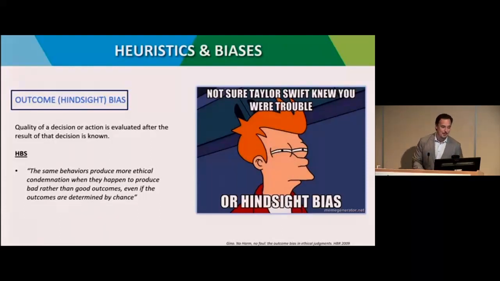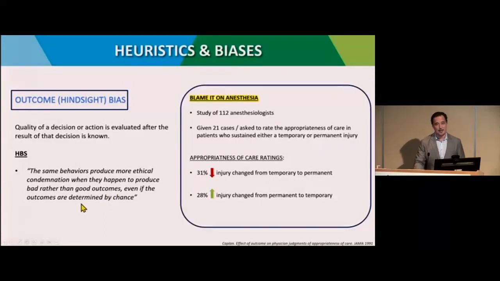It's a difficult question. And so I think that Harvard Business School did a very nice job in an article they published in their review in 2009 defining outcome or hindsight bias. And that is that the same behaviors produce more ethical condemnation when they happen to produce bad rather than good outcomes, even if those outcomes are determined by chance. And so, I'm a surgeon. An absolute tenet of surgery is blame it on anesthesia, of course.